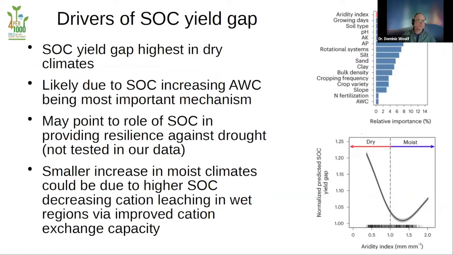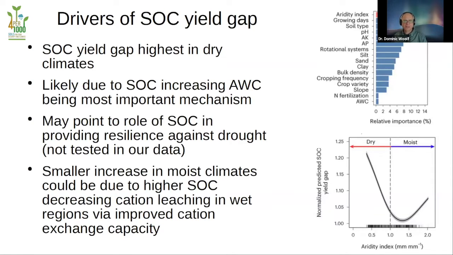And the next thing we want to do, of course, is to understand the reasons behind that, so looking at the drivers of the soil organic carbon yield gap. In the top right, you can see all of the drivers, or the top 20 of them. But one that I'd really like to focus on, which always emerged as being the most important predictor of the yield gap from soil organic carbon, is aridity index. So how dry or moist the climate is where you're growing.